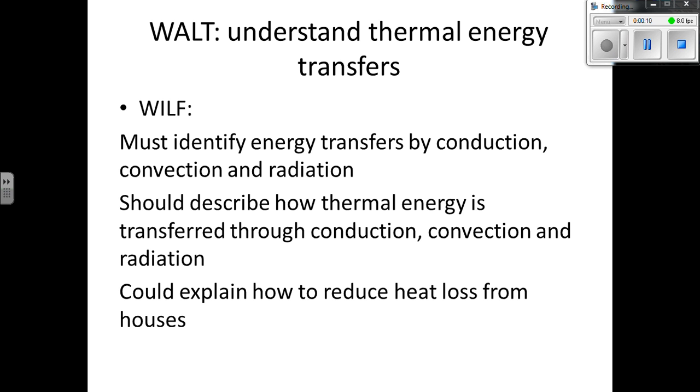Remember to copy down the void and find the keywords within the lesson. Remember, we're only looking for 3 keywords. So, by the end of the lesson, you must be able to identify energy transfers by conduction, convection, and radiation. You should be able to describe how thermal energy is transferred through conduction, convection, and radiation, and you could be able to explain how to reduce heat loss from houses.